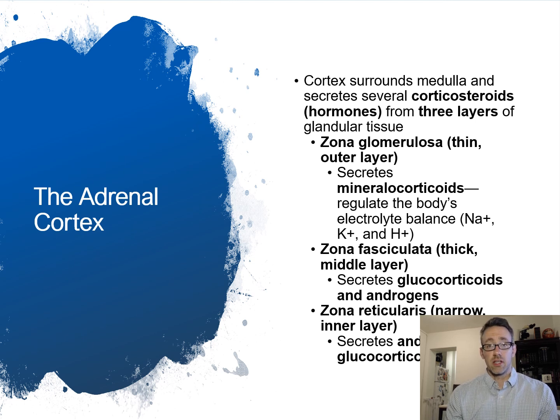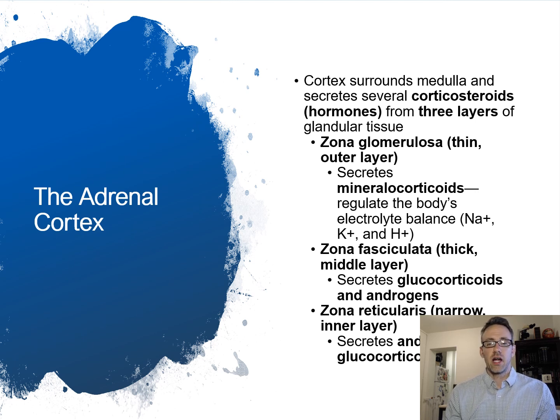In the zona fasciculata, which is the middle layer in the cortex, it secretes glucocorticoids and androgens. So the glucocorticoids, again, based on the name, is going to regulate glucose. So the primary one involved in this is going to be cortisol. And the androgens will have masculinizing effects, and they can produce things like testosterone in peripheral tissues. Now, the androgens we'll talk more about in the reproductive lecture series.